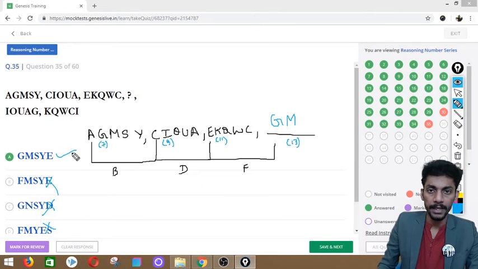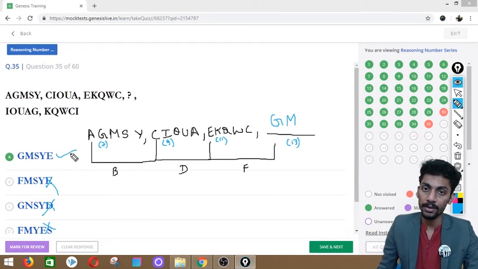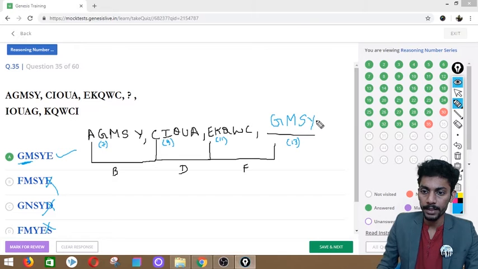Only possibility is A. This is enough because we need to save a lot of time when we are solving logical reasoning questions, especially in the topic called series. Check the options. If only two options are there, check the first two alphabets. If it is only there in one option, tick the answer. That's it. So the answer is option A: G, M, S, Y and E. Clear? That is the solution for question number 35.